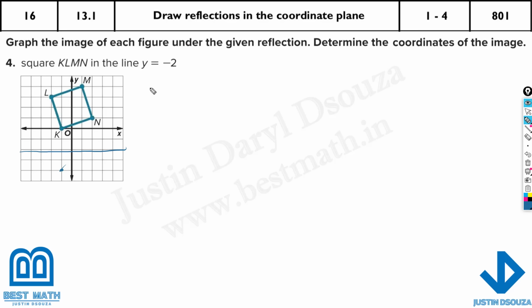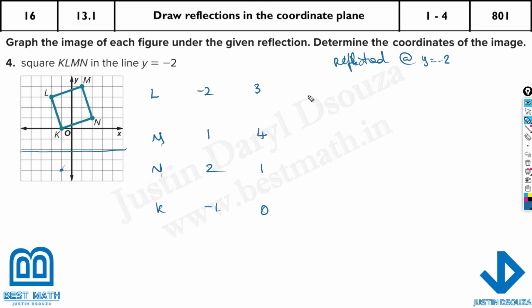Now for the first original image, L, M, N, K, let's write the coordinates. L is -2 and +3. M is 1 and +4. N is 2 and +1. Lastly, we have x value of -1 and y is 0. Now reflected, my handwriting is very bad, and y is equal to -2 here. That is where it got reflected.